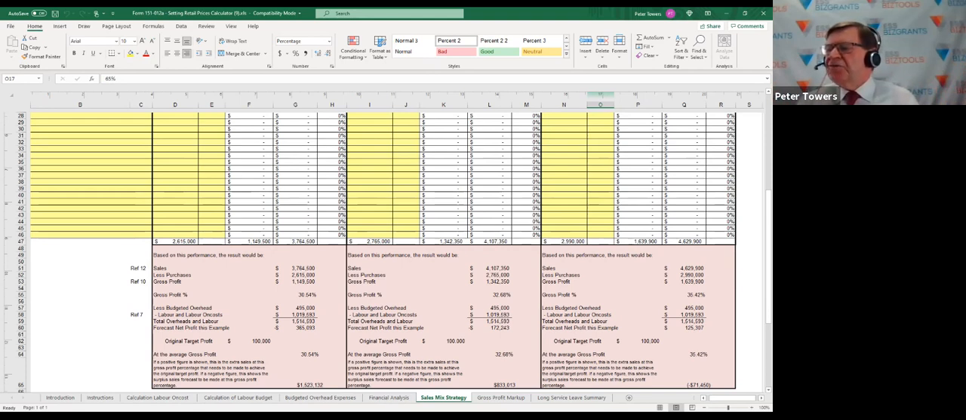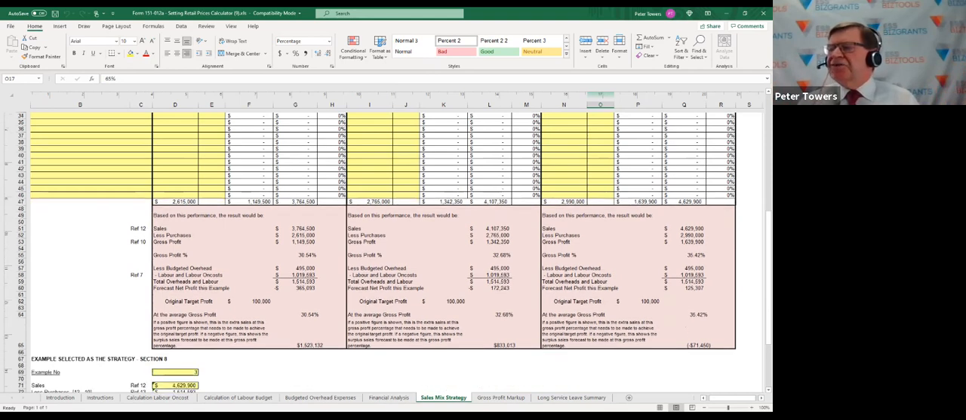So this way, we're going to get a forecast profit of 125 grand. And in fact, what our system now says is that's a 35.4% GP percentage. And in fact, they could reduce turnover now by 71,000 and still earn our 100 grand target profit.